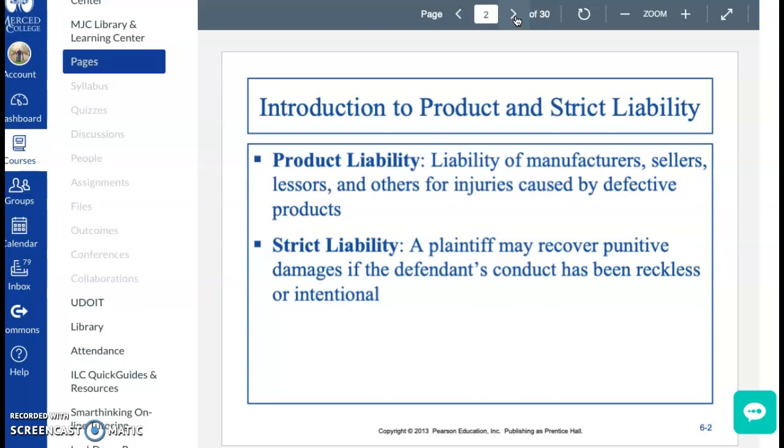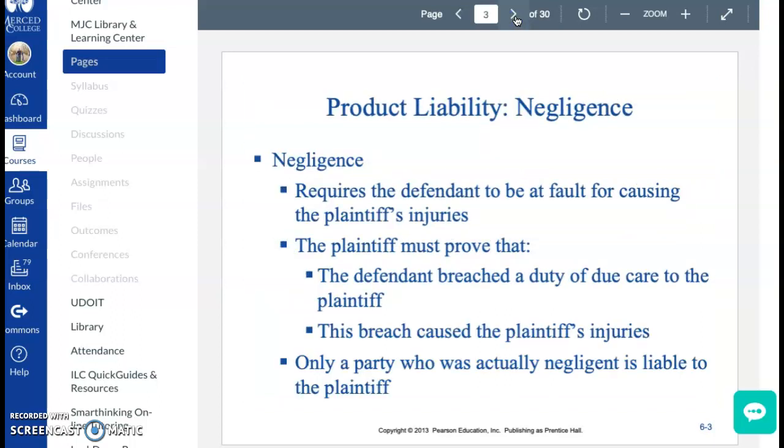Products liability is the liability of manufacturers, sellers, lessors, and others for injury of defective products. Obviously, we're dealing with products, so that should hopefully make sense to you. Strict liability means a plaintiff may recover punitive or punishment damages if the defendant's conduct has been intentional or reckless. And we'll get into that in a little further depth.